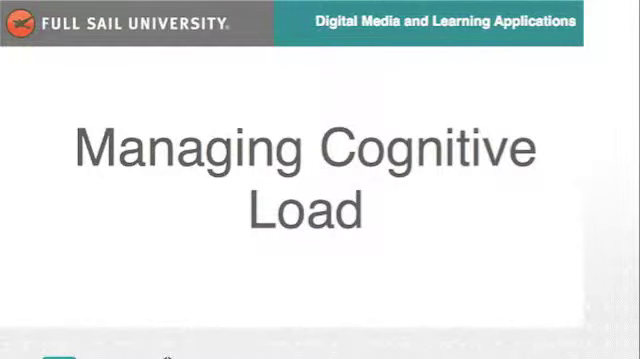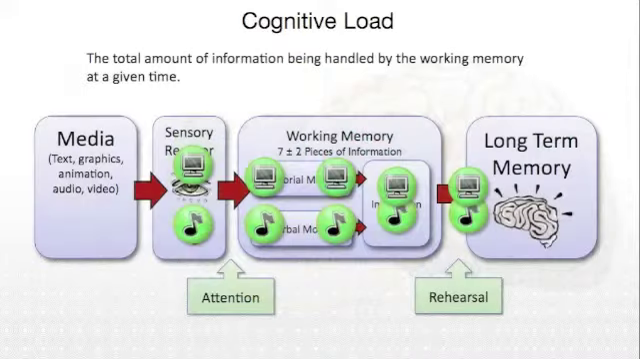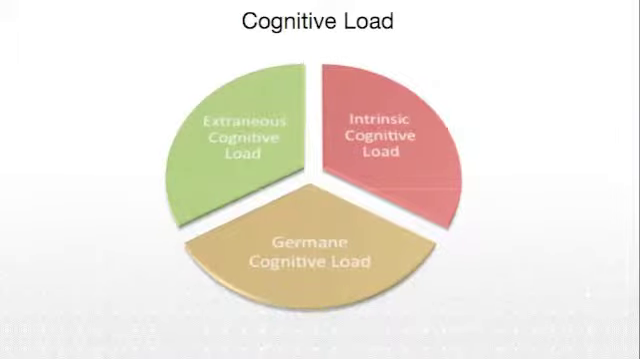Managing cognitive load. Previously, we learned that cognitive load is the sum of all information being processed through our working memory. We've also seen that the total cognitive load originates from three sources. Now that we have an idea of what cognitive load is and where it comes from, we can look for ways of reducing the cognitive load inherent in our media designs.